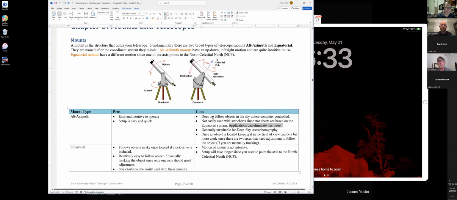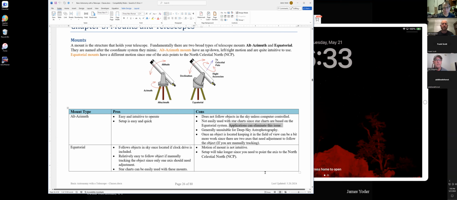Okay, so what about the equatorial mount? It follows the objects in the sky once located if there's a clock drive included. And a clock drive, generally, this is kind of old school stuff because generally you're going to either have a go-to mount or else not. Although some of you guys, I think, maybe had a fork anyway with the clock drive. And basically all it does is go in one motion. So it depends on you aligning that mount to the North Star. It's pretty easy to follow an object if manually tracking. All you have is one axis to adjust. And the star charts are easier to use with these mounts because the star charts are based on the equatorial system.